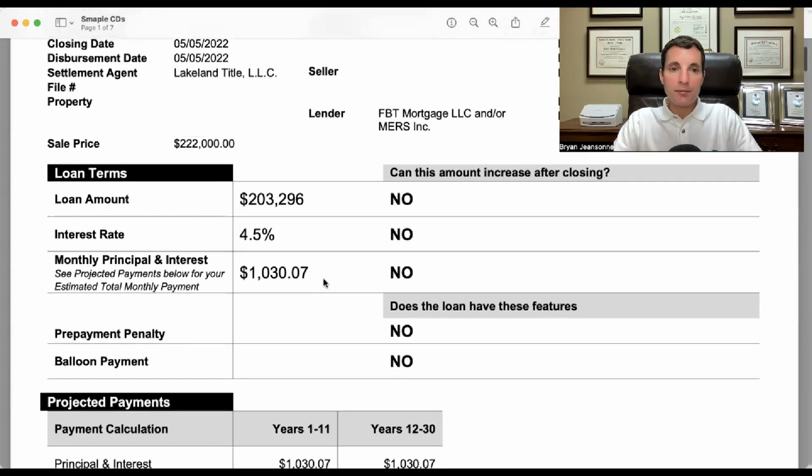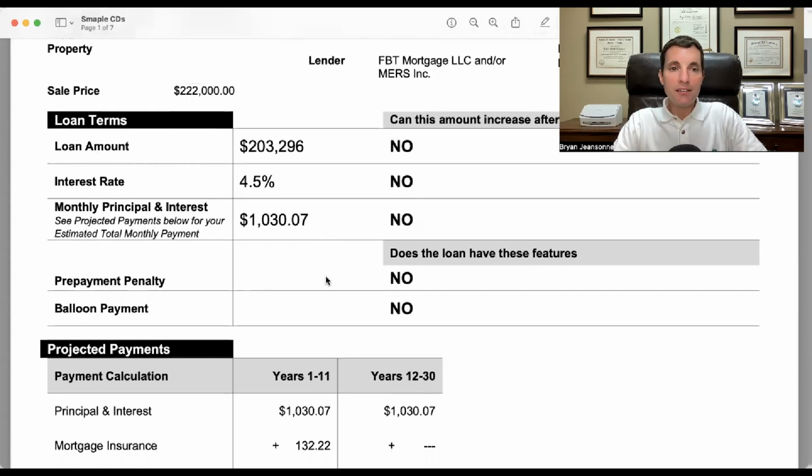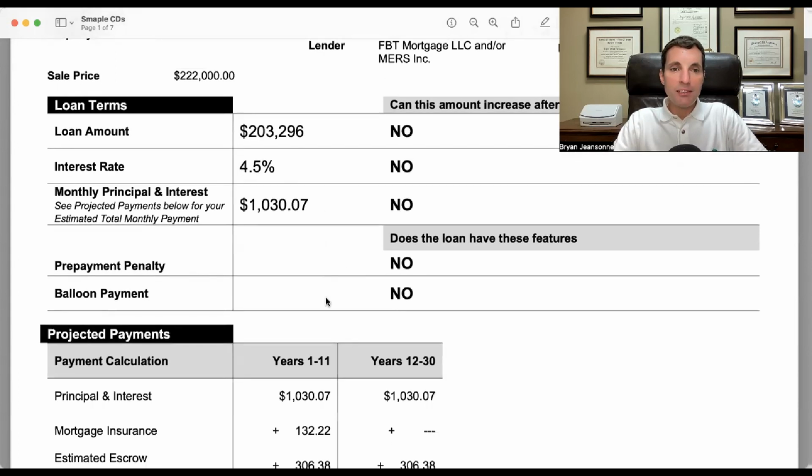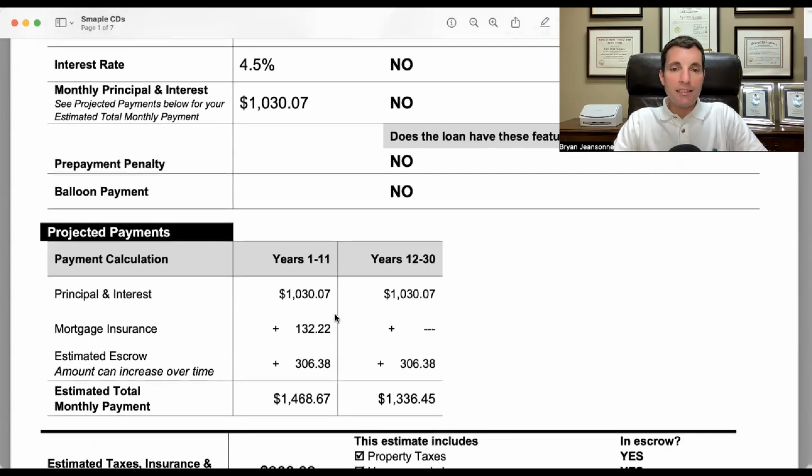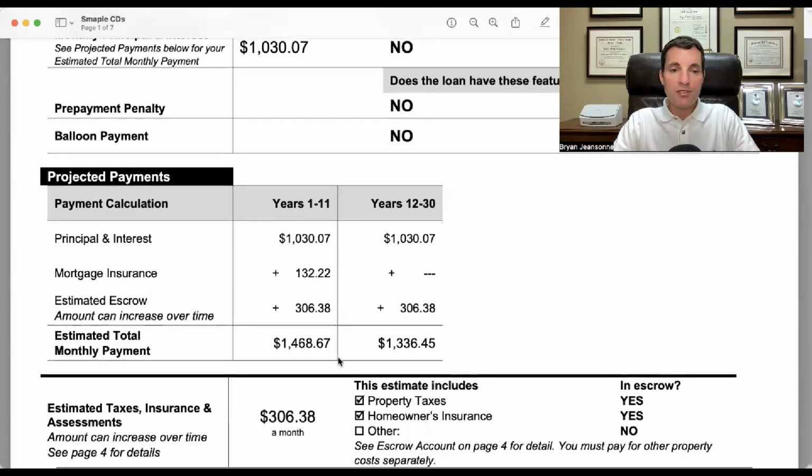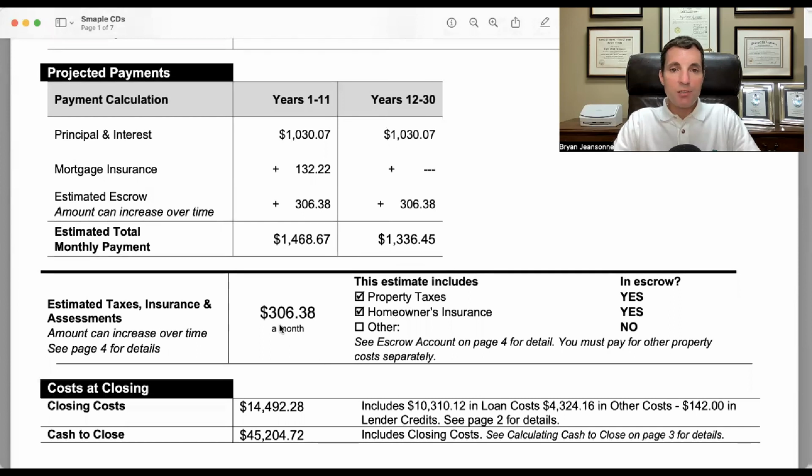So it's going to show your principal and interest payment here. If there's a prepayment penalty or balloon payment, it'll tell you that here, yes or no. And then this is an FHA loan, so they're only putting 3.5% down. So they're going to be paying some mortgage insurance. So it shows that mortgage insurance payment, which will go away after year 11, because that's when they'll hit the 80% loan to value number. So it just shows how the monthly payment changes over time. And then this is the extra amount that's added in to pay the property taxes and homeowners insurance.